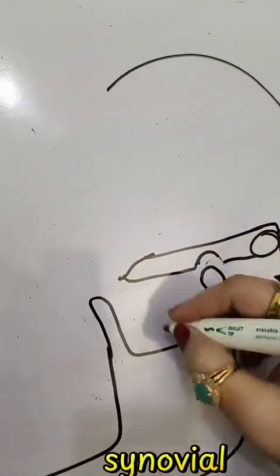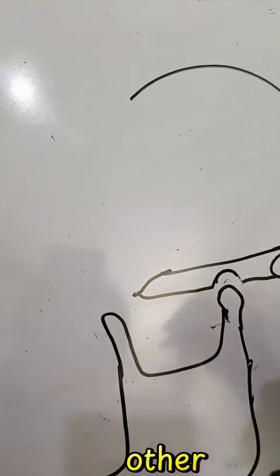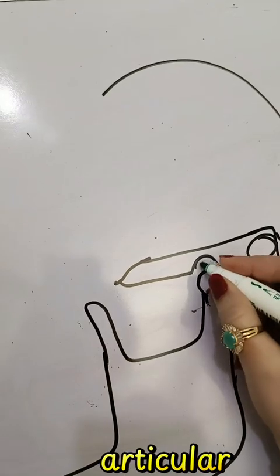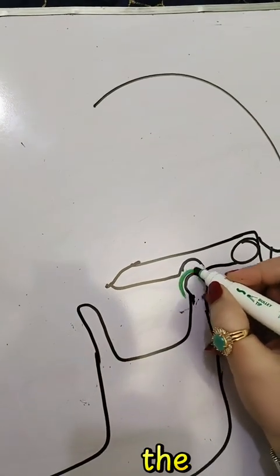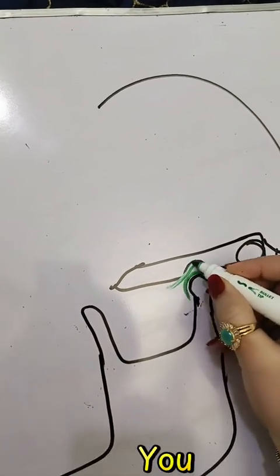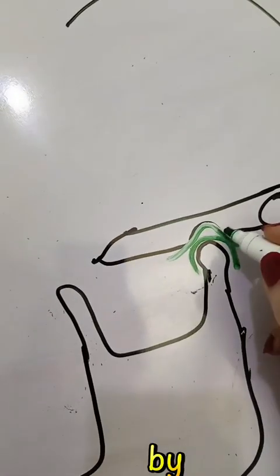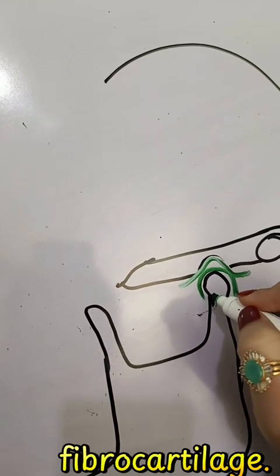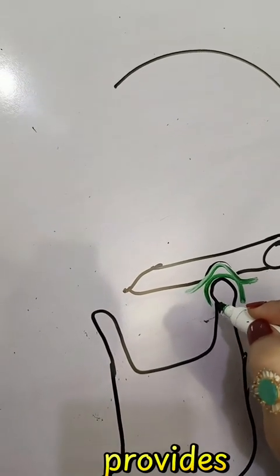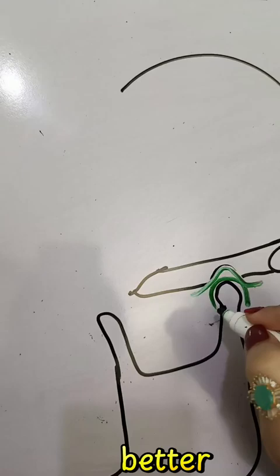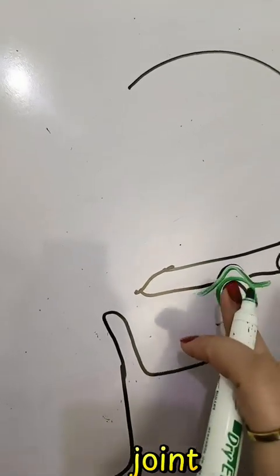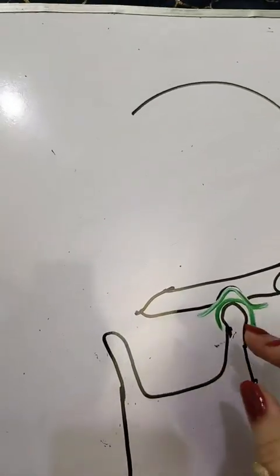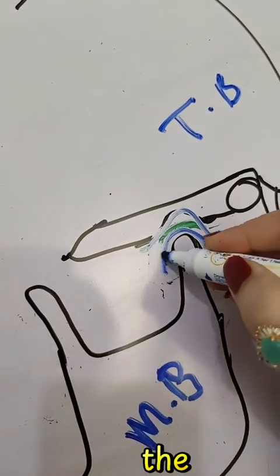It is a synovial type of joint, but unlike other synovial joints, its articular surfaces are covered by the fibrocartilage. You know the synovial joints are covered by the hyaline cartilage, but this joint is covered by the fibrocartilage. So it provides stronger and better strength to the joint while chewing or other forcible movements. It is covered by the capsule.